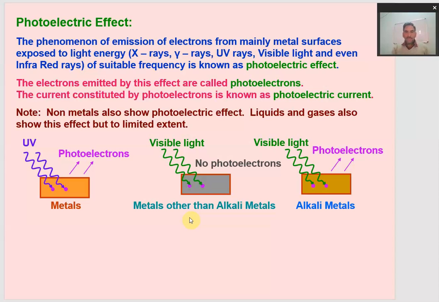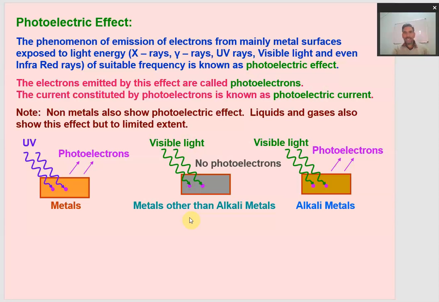It is the emission of electrons mainly from metal surfaces whenever these surfaces are exposed to light energy. This light energy may be in the form of X-rays, gamma rays, UV rays, visible light, and even infrared rays, or we can say electromagnetic radiation. This photoelectric effect happens for radiation having some suitable frequency. This phenomenon of emission of electrons from metal surfaces exposed to light is called the photoelectric effect.